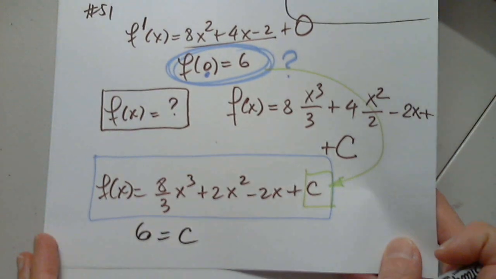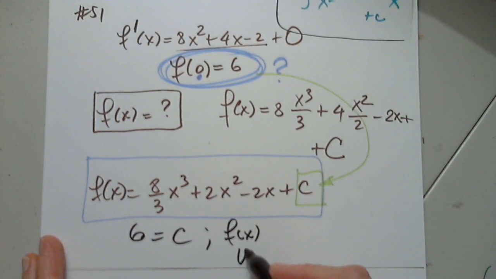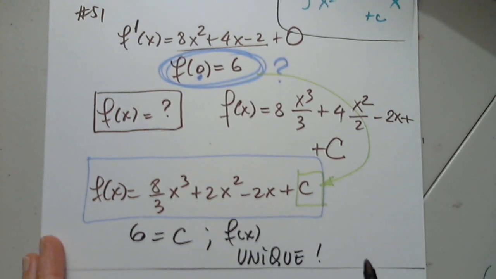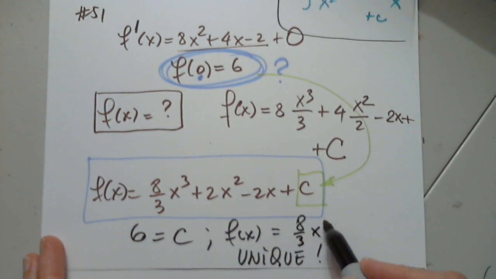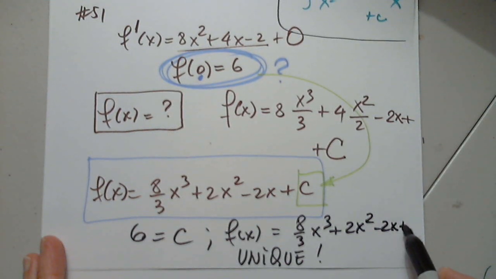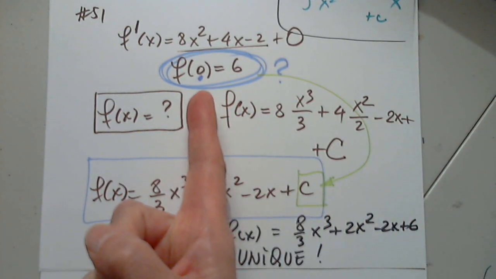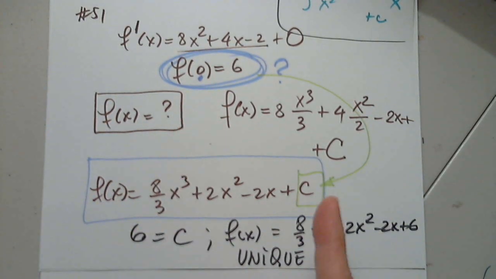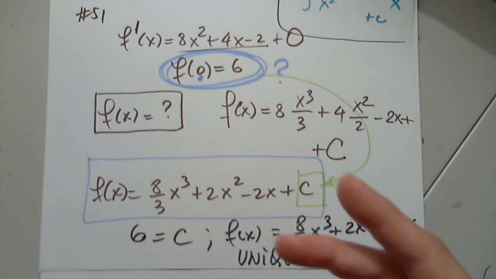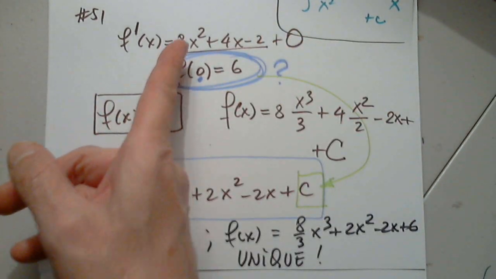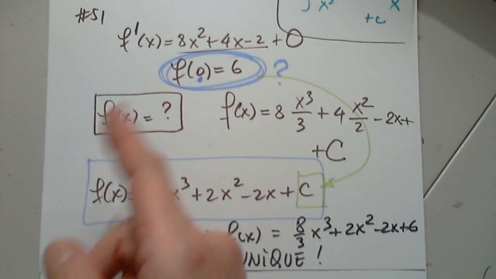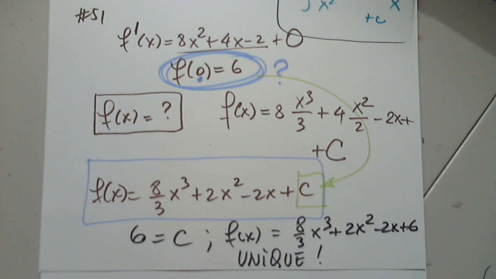So from here we know that the unique, only one function is 8/3 x cubed plus 2x squared minus 2x plus 6. So this was initially the most general antiderivative, but since we were given something called an initial condition, that helped us find the unique c, therefore a unique function. One function that fulfills both conditions, has that derivative, and when I plug in 0, I get 6. There is only one function that does that.